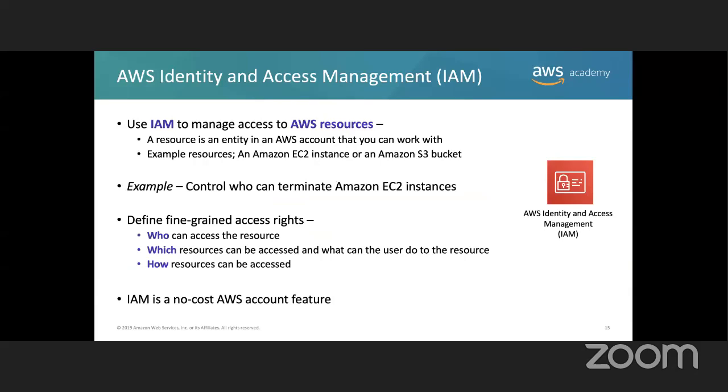Example of the resources, an Amazon EC2 instance or Amazon S3 bucket. We know that we can create roles for those services to interact with each other. Now, for example, we can control who can terminate Amazon EC2 instances. It can be a person or it can be a service. So we can use a Lambda function to terminate an instance, start an instance, or stop an instance. But for that, Lambda needs to have a role that can work with EC2 instances, right?